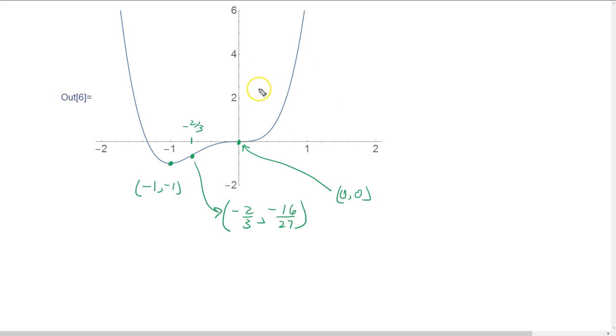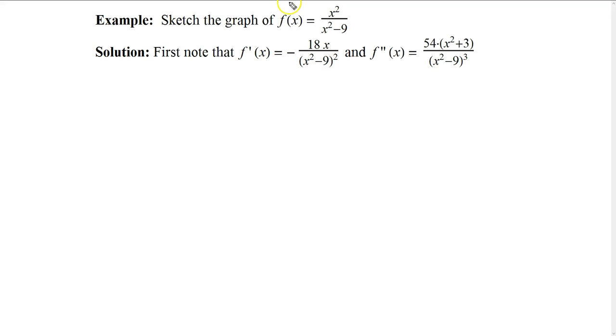Now let's take a look at another example. In this example, we want to sketch the graph of the rational function x² divided by x² minus 9. Now we're given the first and second derivatives for this function, and you should verify that you can do these by hand. You just have to use the quotient rule when you're differentiating.